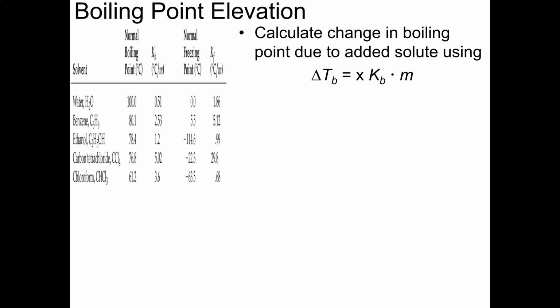All right, boiling point elevation. This is the first calculation. It involves molality. Kb is a constant. It's just going to be for water. The most common we're going to use is going to be 0.51. m is molality, so moles per kilogram. x is the number of particles. So NaCl, two particles. Na3PO4, four particles.